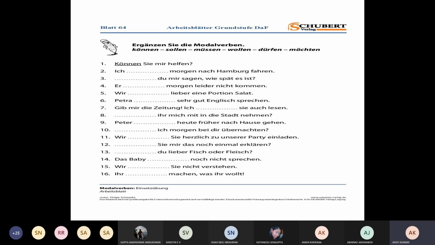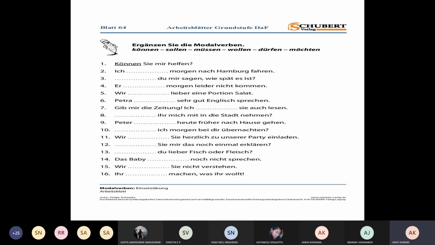Okay, let's move to number 4. Ihr morgen leider nicht kommen. What can we say for this one? Again, you can use the same modal verb. Unfortunately, he cannot come tomorrow. So, er kann morgen leider nicht kommen. Yeah, so können. Let's move to number 5.